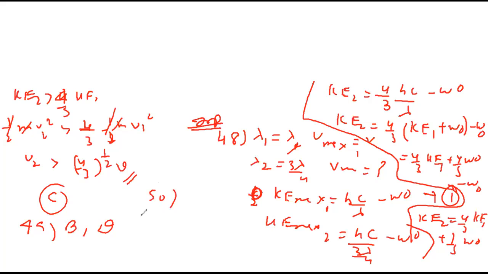In photoelectric effect, the graph shows the variation of cutoff, cutoff means stopping potential, with frequency. Which one is the correct option? C is the correct option.